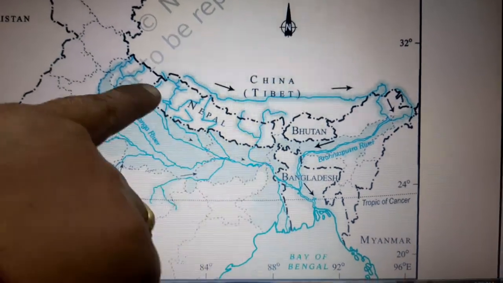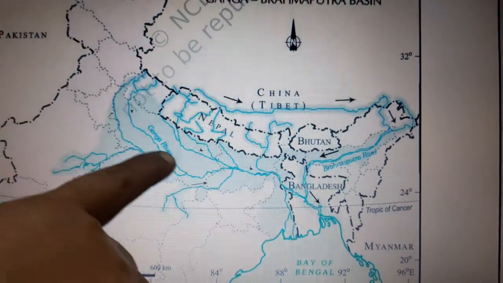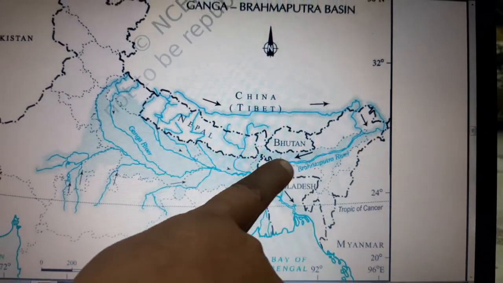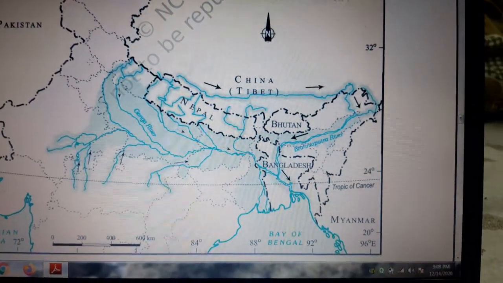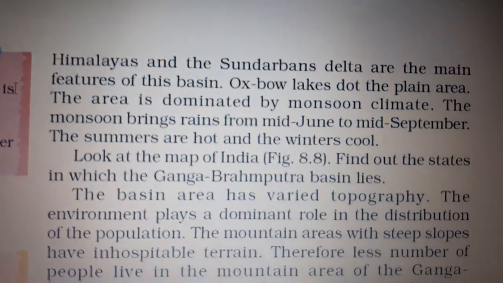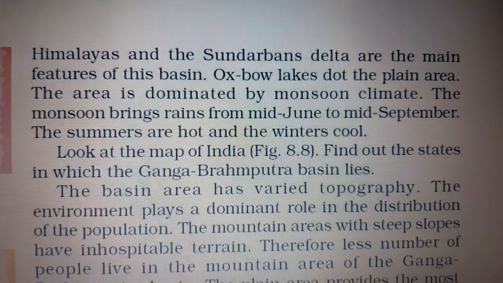So these are the tributaries. You can see these rivers that merge into the main river Ganga, and in the same way you can see the Lohit, that is the tributary of the Brahmaputra river. So let us consider the Himalayas and the Sundarban Delta as the main features of this basin.